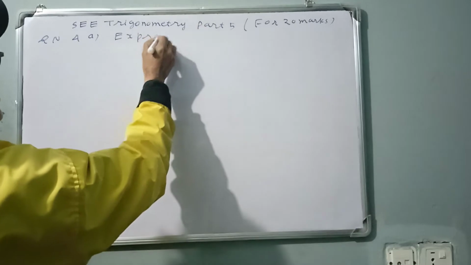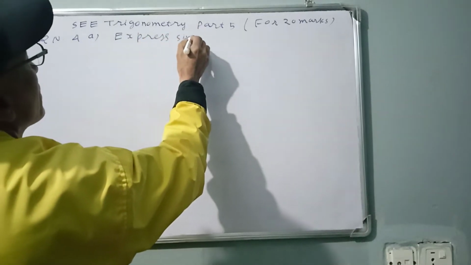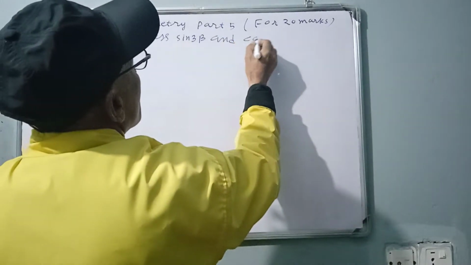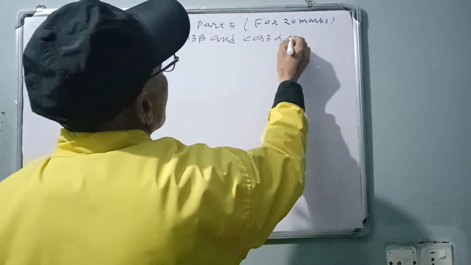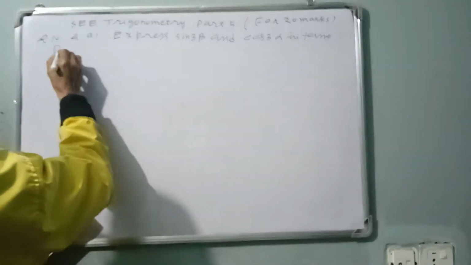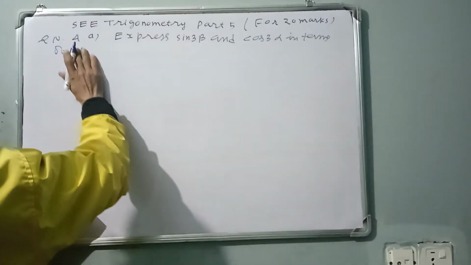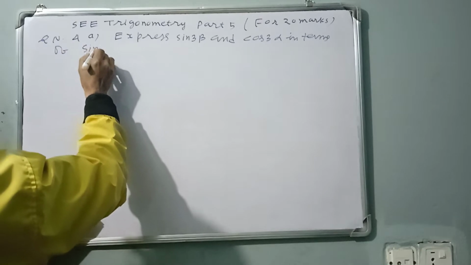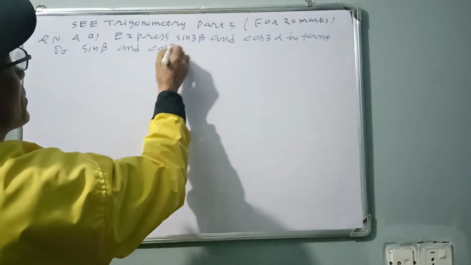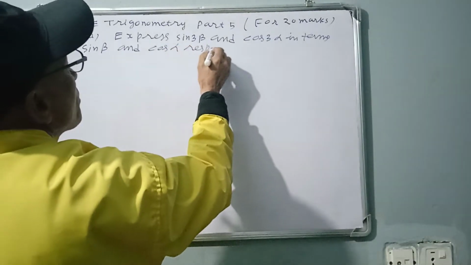Now I'm going to continue question number 4A. Express sin thrice beta and cos thrice alpha in terms of sin beta and cos alpha respectively.